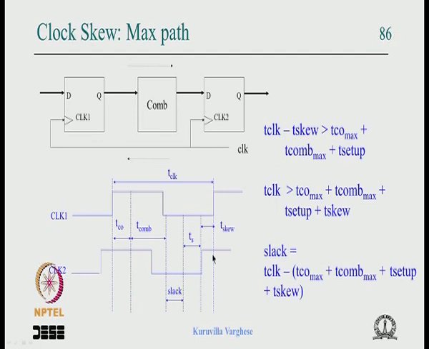If there was no skew, we say T clock is greater than TCO plus Tcom plus T setup. When there is a skew, that gets added up so that the T clock has to accommodate that skew, and the fallout is that the clock period goes up and the frequency of operation goes lower than without the skew. So that is one disadvantage of the skew.